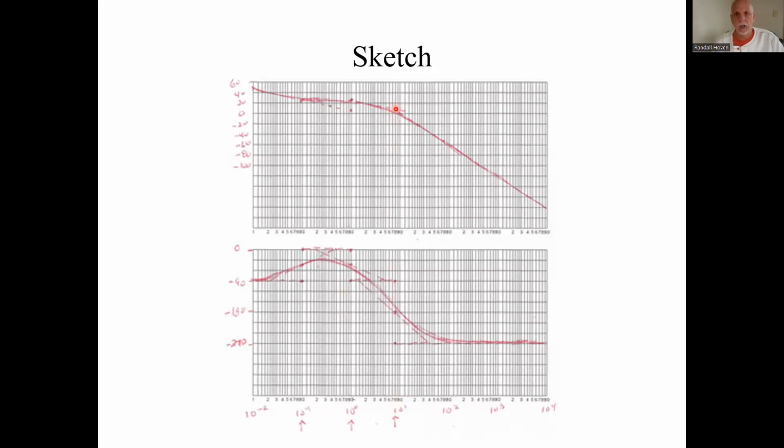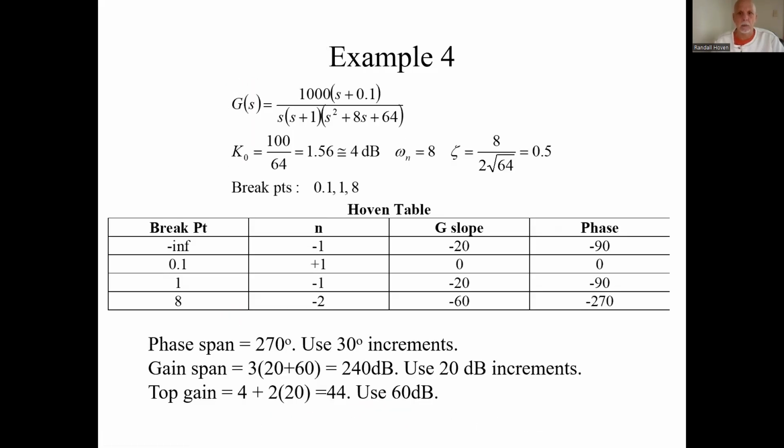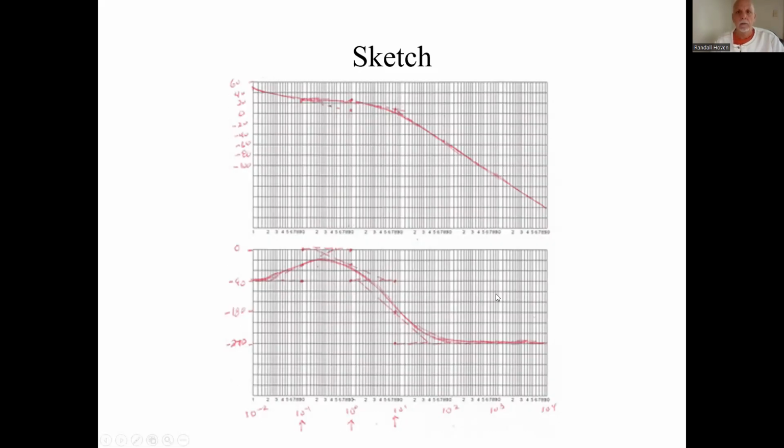Go out there, and then finally the last slope was what? Minus 60. So this last asymptote has a slope of minus 60. In the sketch itself, again, you just sort of smooth out those asymptotes.